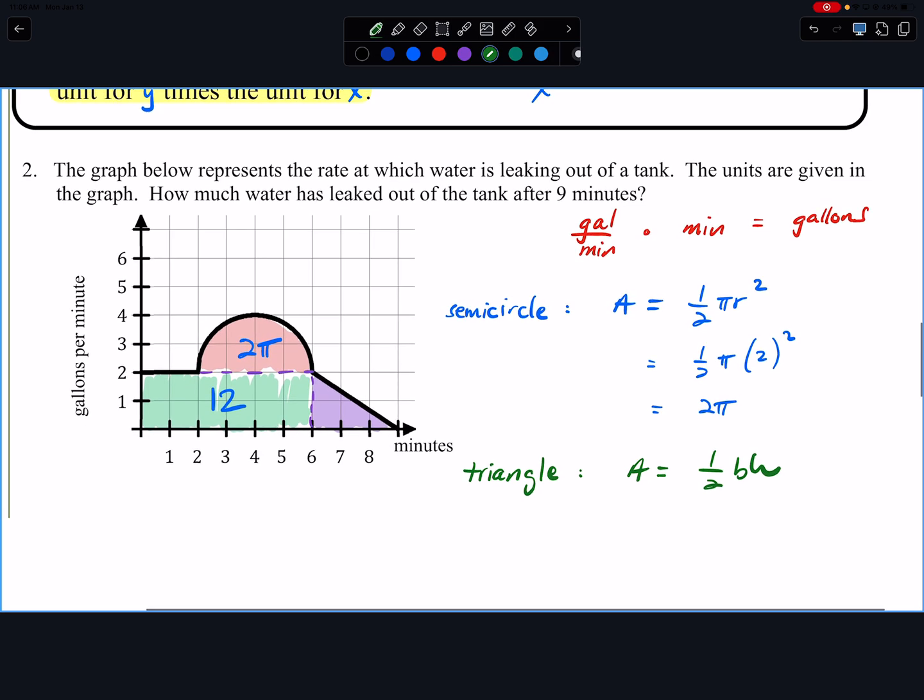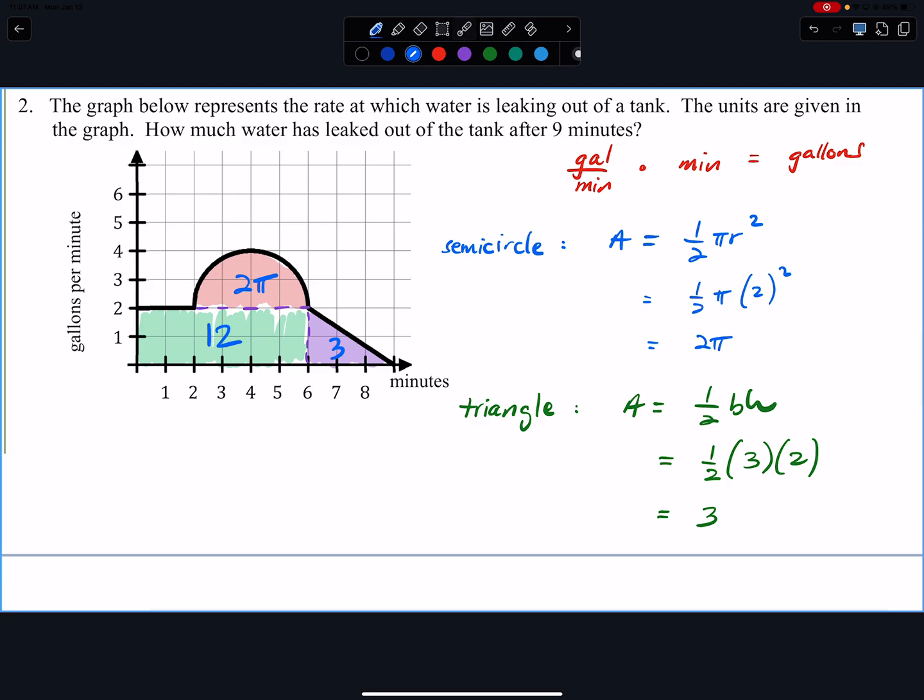Okay. The base, careful, how long is this base? 3, and the height is 2. So it's going to be 1/2 times 3 times 2. Half of 2 is just 1. 1 times 3 gives me 3. Okay, so the total area.